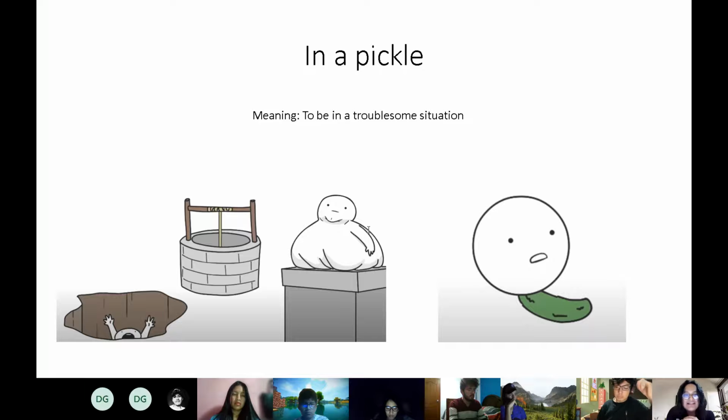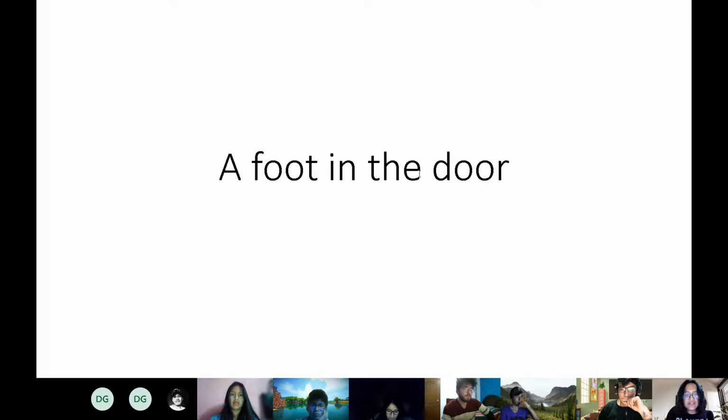Okay, so after this little explanation I showed you, let's move on to the 5 idioms that you must know, because all of them are used by native English speakers on a regular basis. So it is important to know them to achieve a good and real English conversation. Let's move on to the first idiom: a foot in the door.